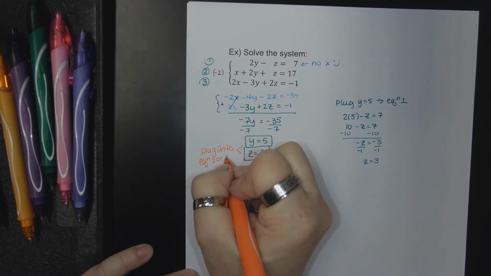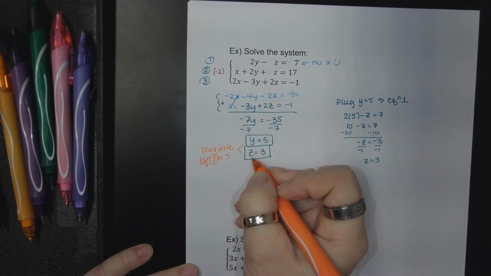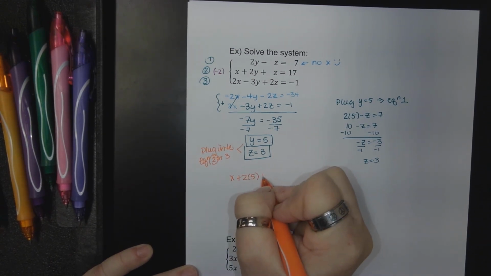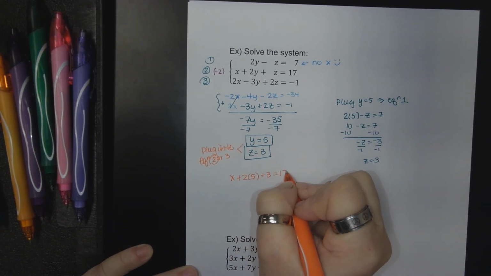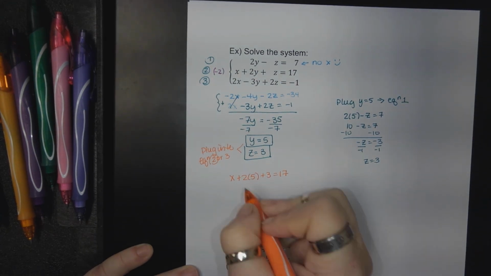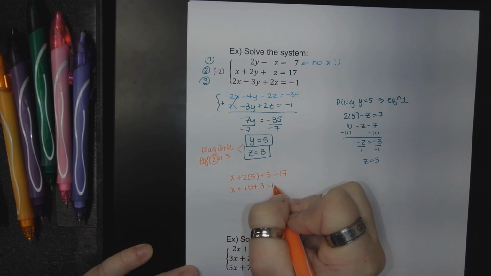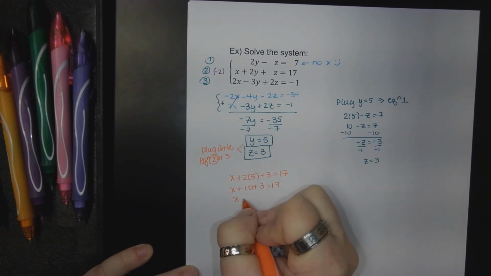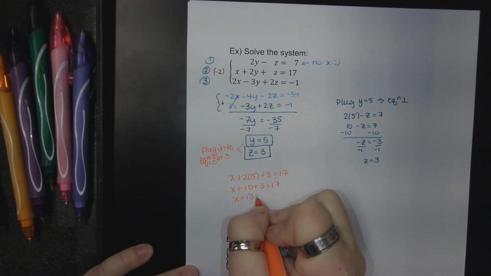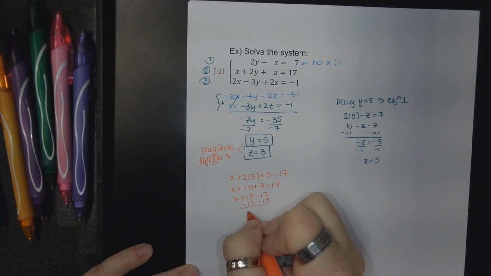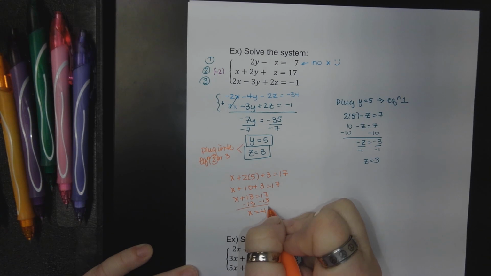Equation 2 or 3. I chose 2. So we're going to say x plus 2 times 5 plus 3 equals 17. X plus 10 plus 3 equals 17. X plus 13 equals 17. Take your 13 over. X equals 4.